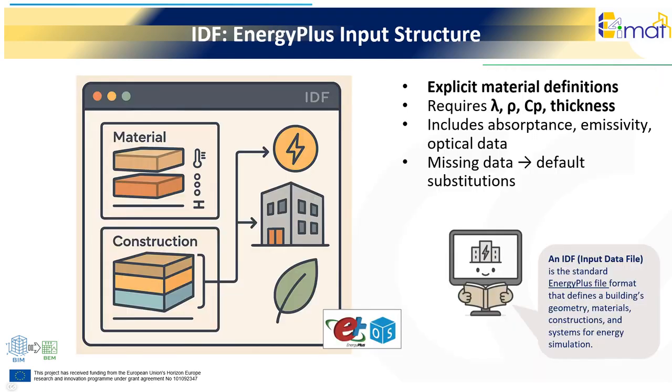IDF is where all material data becomes numerical and explicit for simulation. For opaque materials, IDF requires values like conductivity, density, specific heat, thickness, and optical thermal absorptance. Because IDF assumes complete inputs, any missing data from the BIM or GBXML export results in default values, which may not represent actual performance. This is why the upstream data structure matters so much. The IDF will only be as accurate as the information it receives.